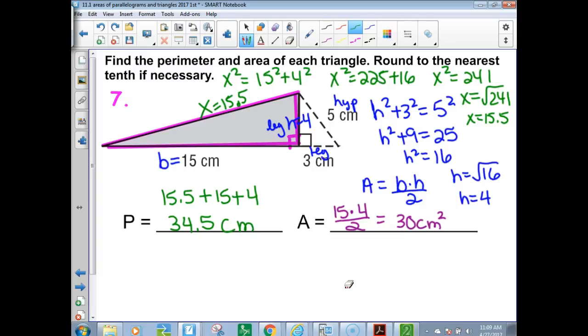That Pythagorean theorem just doesn't go away. Got to use it a lot. There's a lot of applications for it.